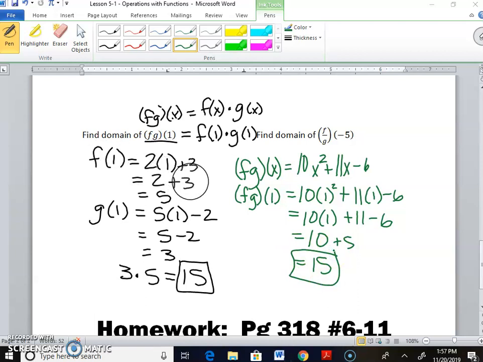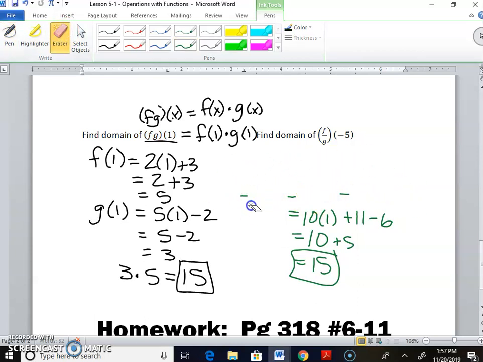You can find out individually what f of 1 is, find out individually what g of 1 is, and then multiply them. Or if you've already found f times g of x, you can just plug in your 1 to that equation there. So there's two different ways that you guys can solve this problem. Same with addition, I could find f of 1, g of 1, and then add them together if I'm being asked to add. So it's up to you which one you want to do. I just figured since we already had the one done, it made sense to do it that way.